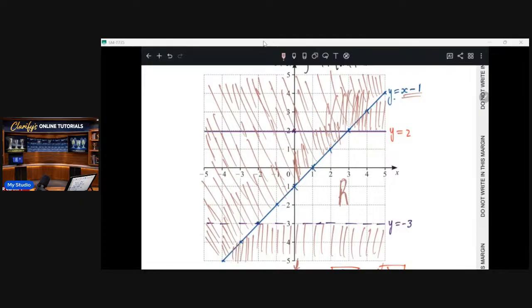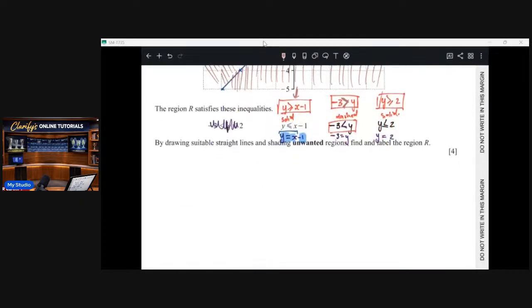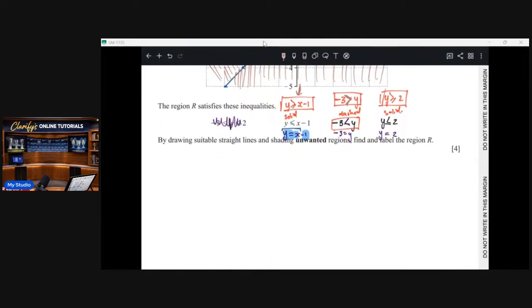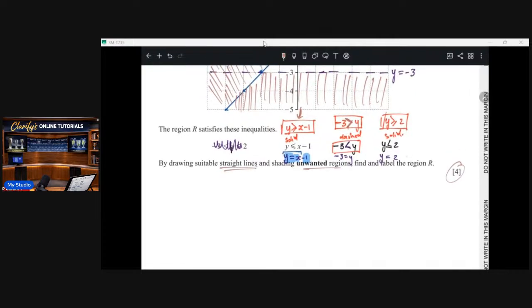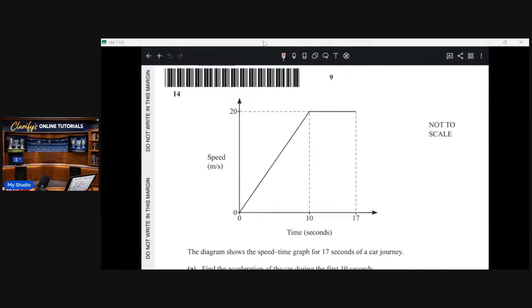This is the one which is wanted. You have shaded the unwanted region. Now you get your 4 marks. Why? Because you drew the straight lines which they wanted and you shaded. How did you draw straight lines? You made them equations first. Right. Good job. Now you come here.